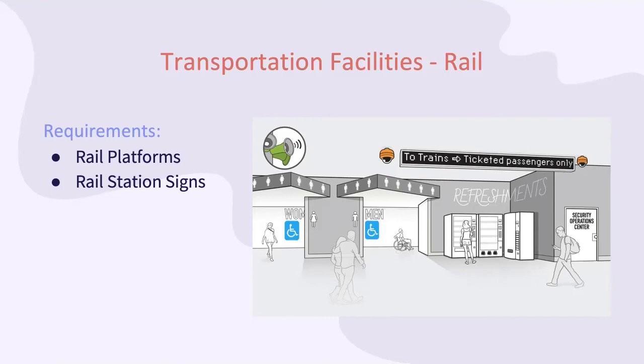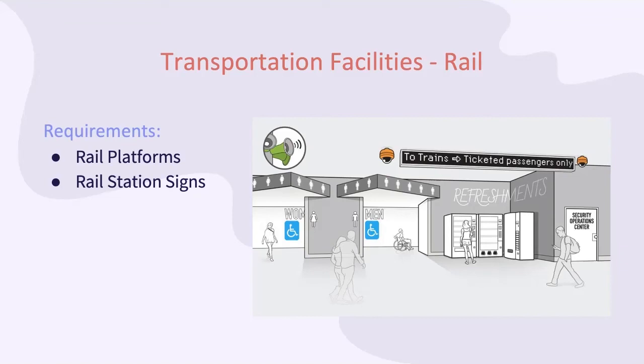Platform boarding edges that aren't protected by platform screens or guards also need to have detectable warnings compliant with Chapter 7 along the entire public portion of the platform. So anywhere someone could walk or have access to.